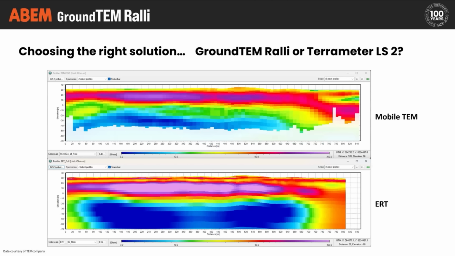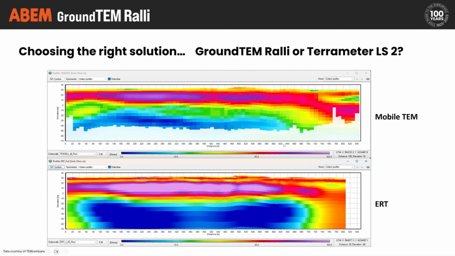So, some examples here. On the top, we have a profile collected with a mobile TEM system, and on the bottom, a profile collected with ERT. The scales are all the same: vertical scale, horizontal scale, and the resistivity scales. They're identical between the two plots. And what we see is that by and large, they're showing us the same thing. They're showing us that there is a high resistivity band through the middle, that below that there's something much lower resistivity, and that between the high resistivity band and the surface, there's a slight drop off in resistivity.